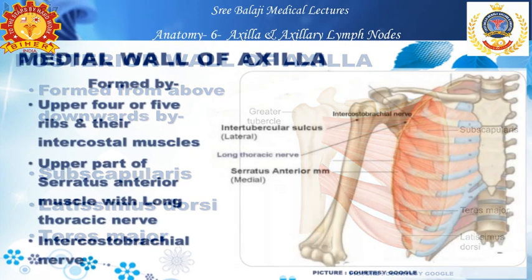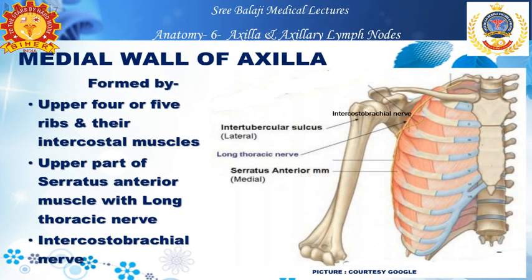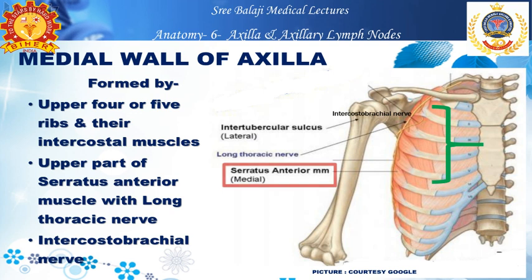Now coming to the medial wall of axilla, this is formed by the upper 4 or 5 ribs and the muscles between them. These muscles are called intercostal muscles. Apart from this, the origin of the upper part of serratus anterior muscle is present in the medial wall along with the long thoracic nerve.